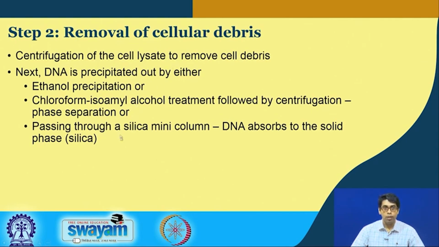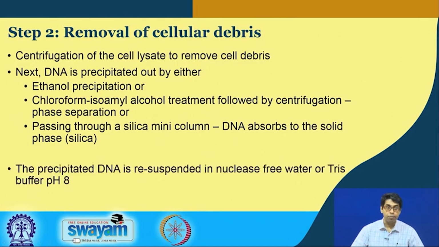Or we can take this solution and pass it through a silica gel column, which selectively binds DNA, and all other soluble parts are washed out from the column. So, using either of these two methods, we can purify the DNA selectively and get a very high quality of DNA. Once we have the precipitated DNA or we have the DNA bound to the silica column, we can resuspend it or we can elute it from the column using nuclease-free water or some buffer. Typically a buffer is used which is Tris-EDTA buffer at pH 8.